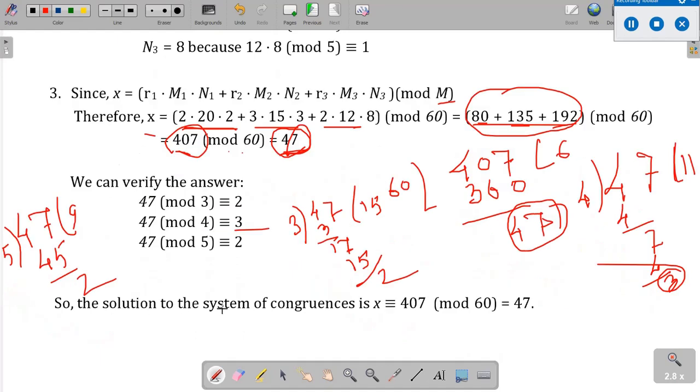So the solution to the system of congruences is x equal to 407 mod 60, that is 47. So this is the unknown value.